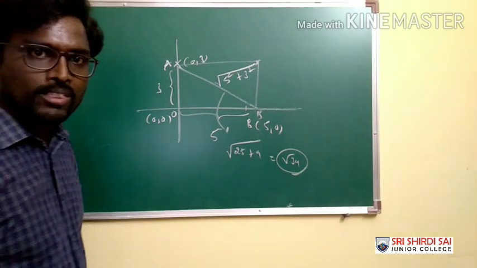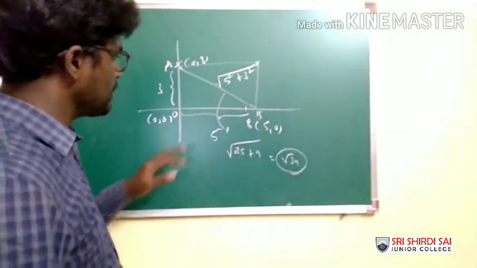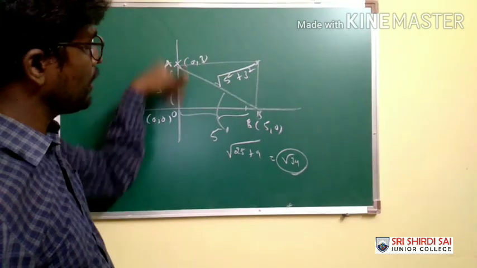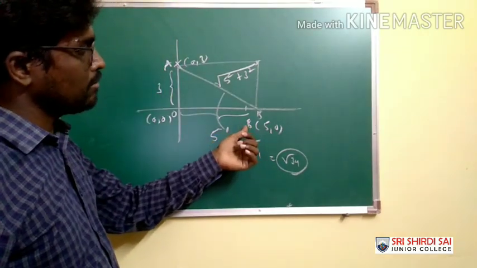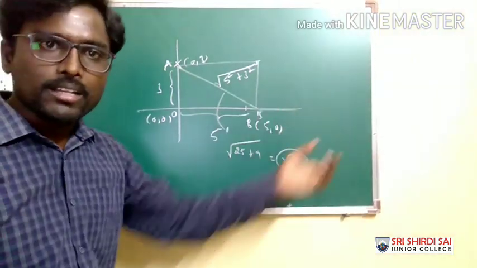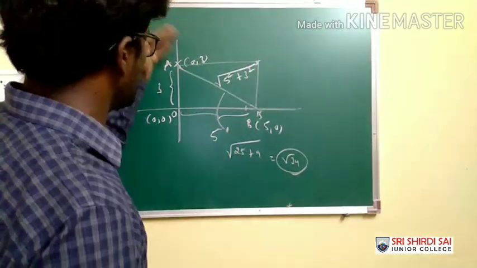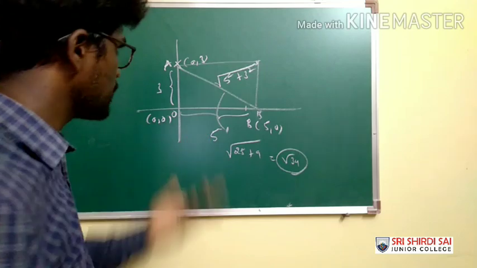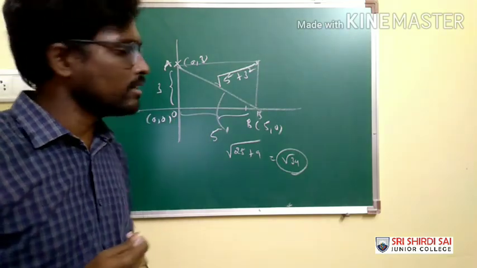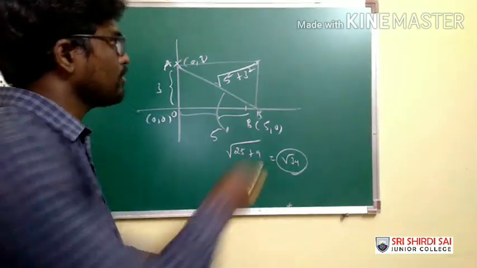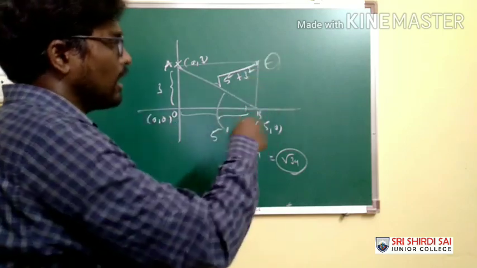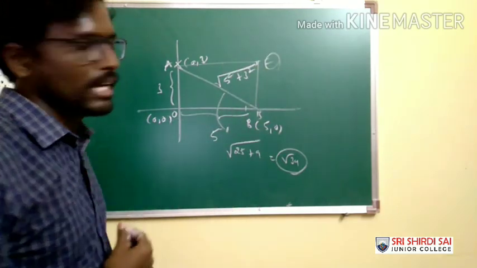I repeat, here the given coordinates are A(0, 3), which lies on the y-axis, B(5, 0), which lies on the x-axis, because on the x-axis the y coordinate is 0 and on the y-axis the x coordinate is 0, and (0, 0). See, generally what you people think, sir, here we are not given the fourth vertex. Okay, then how will we find the length of the diagonal?